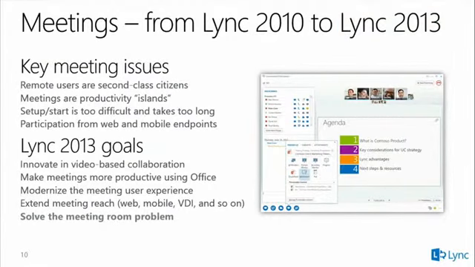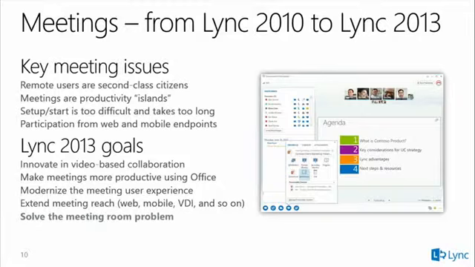So when we talk about meetings and migration, or meetings between 2010 and 2013, what we recognized as some of the key meeting issues was that remote users were second-class citizens, right? They didn't have video as a first-class environment. When they were appearing, they were these small little tiles of video. They just had challenges when you're remote.